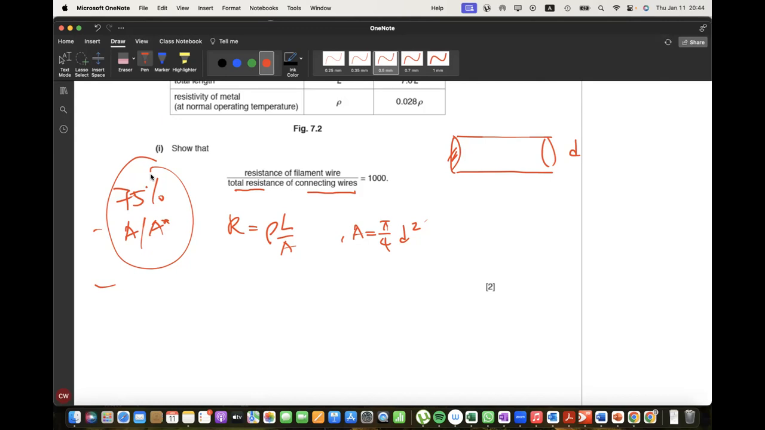Can we see? Nobody believes this. 75%, 80%. Hey. Can get 1000 or not? Why cannot? What is the problem now?